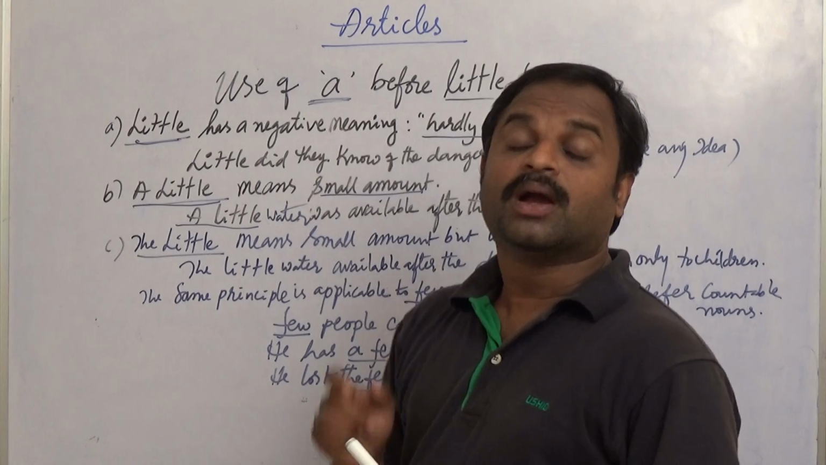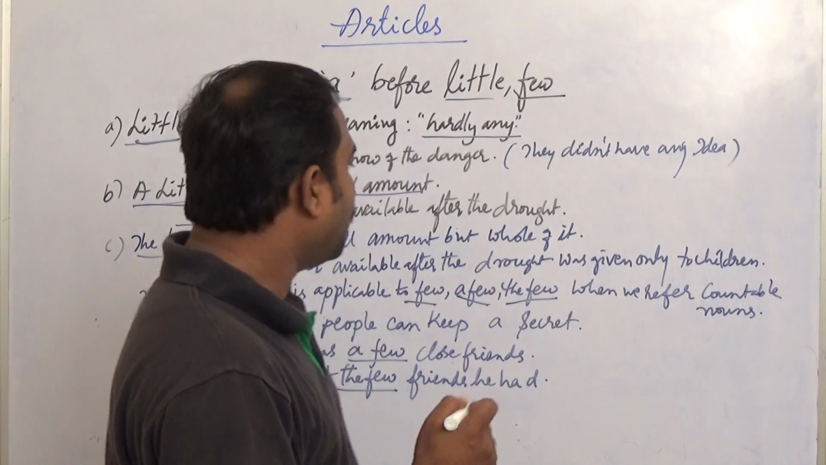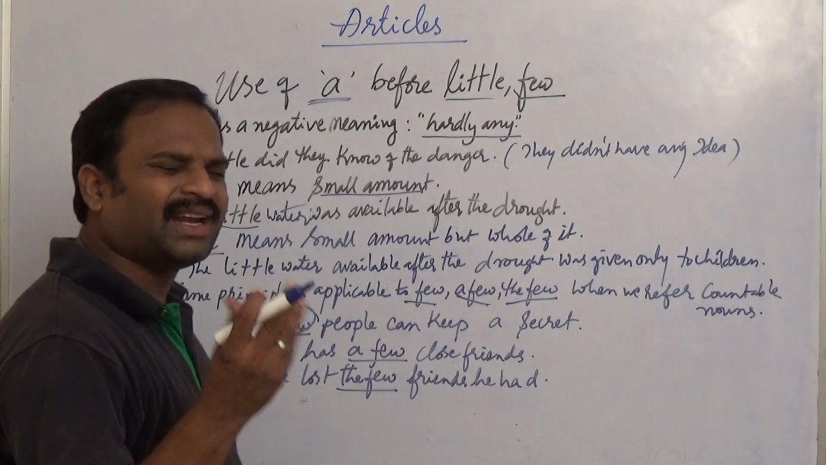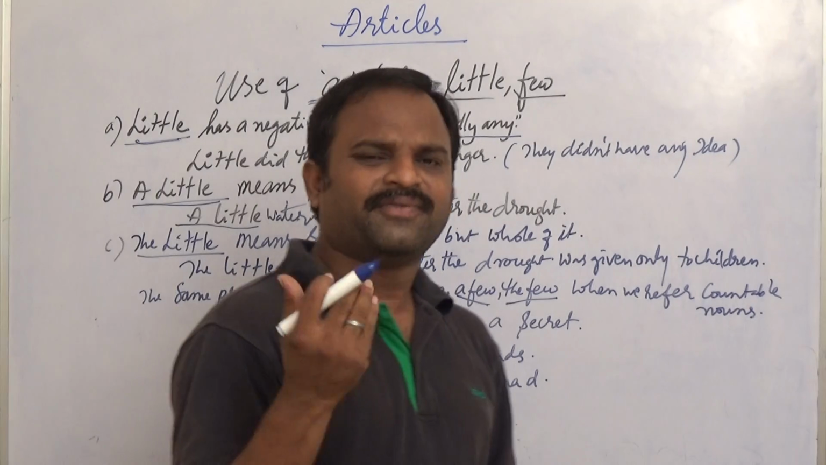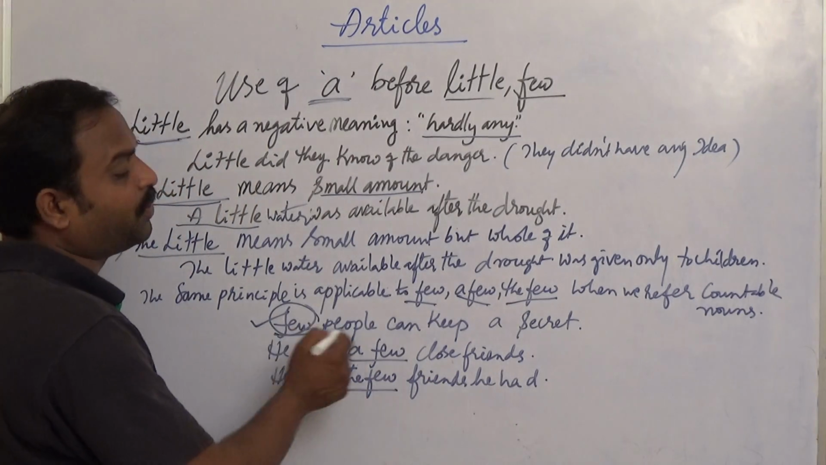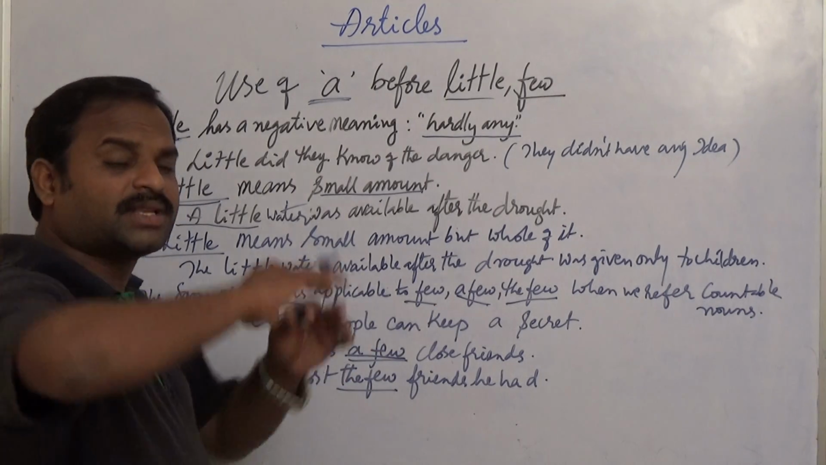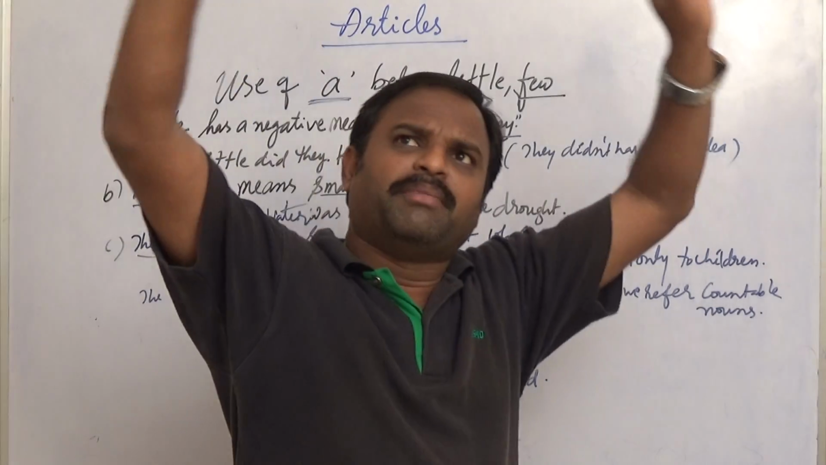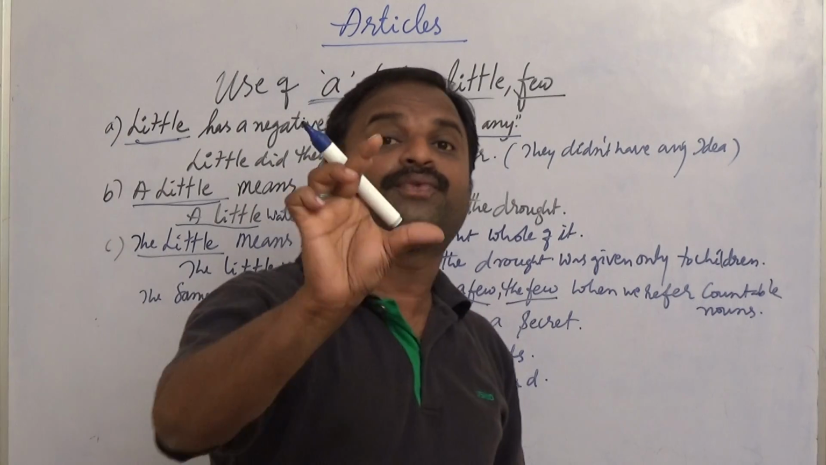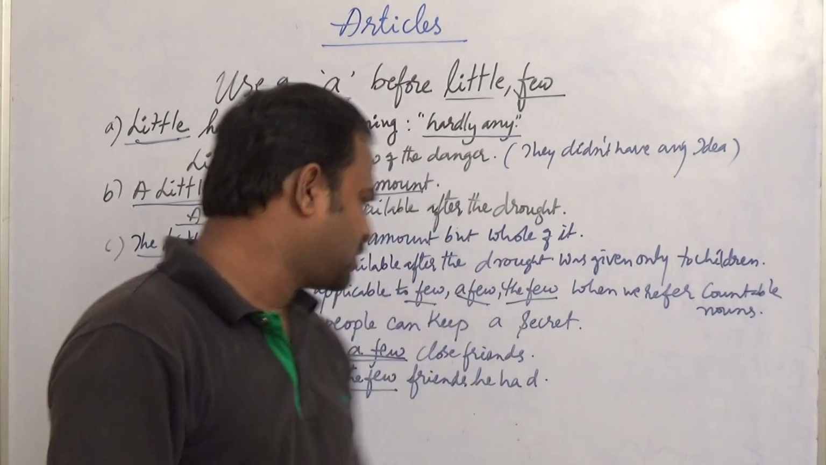When we refer to countable nouns, like: few people can keep a secret. Few people. Very rare, very less. And we are not using anything before few. A few people can keep a secret. Next one, he has a few close friends. Of course, he has many friends, but among the many friends, a few close friends are there. So, a number, some certain percentage.